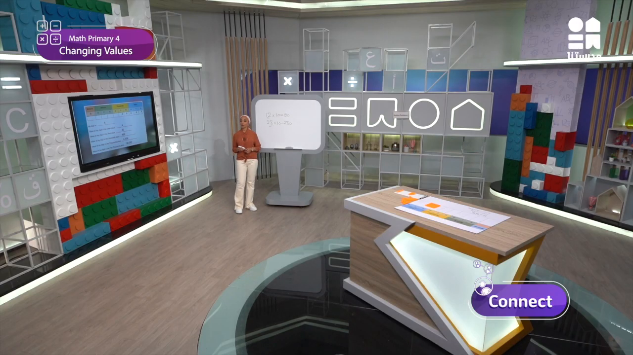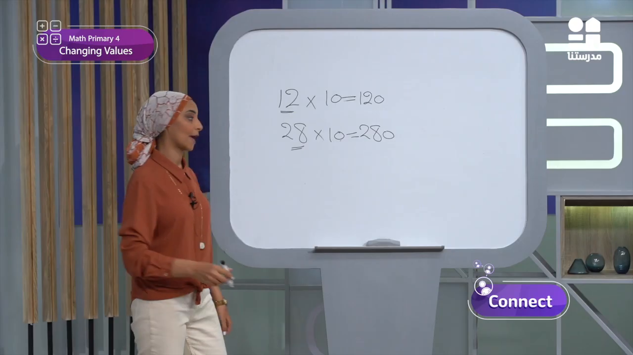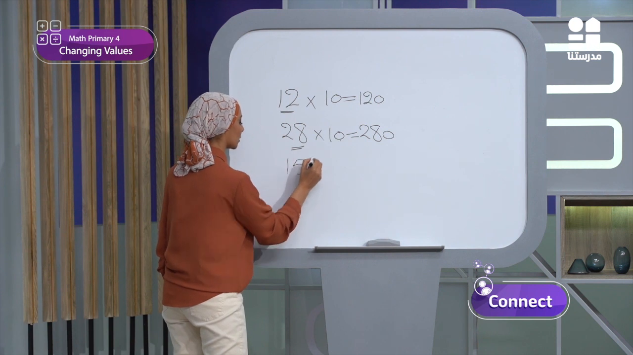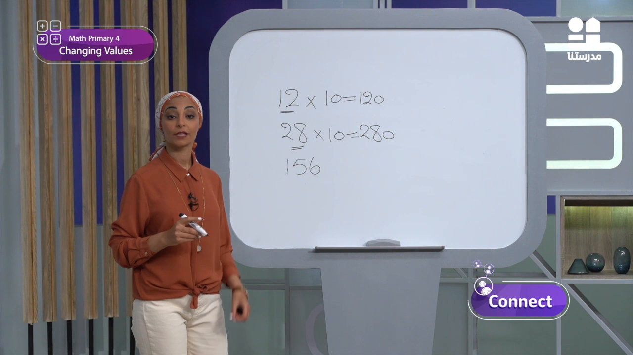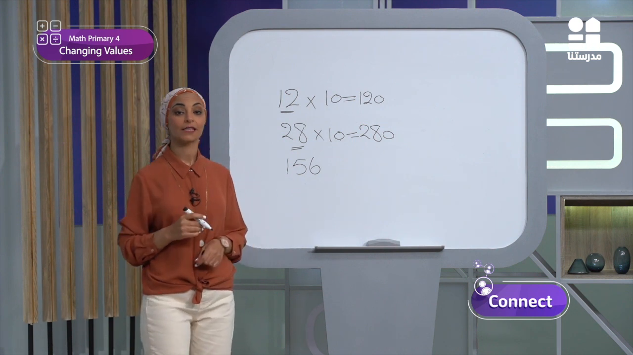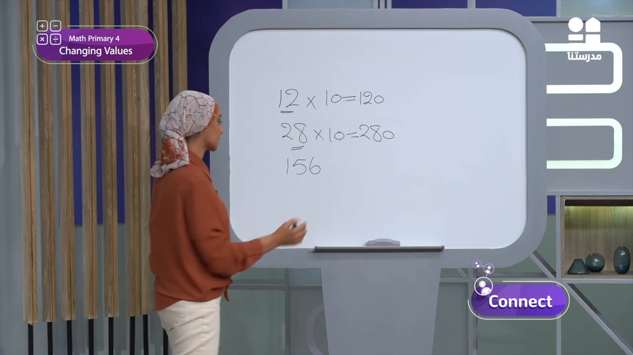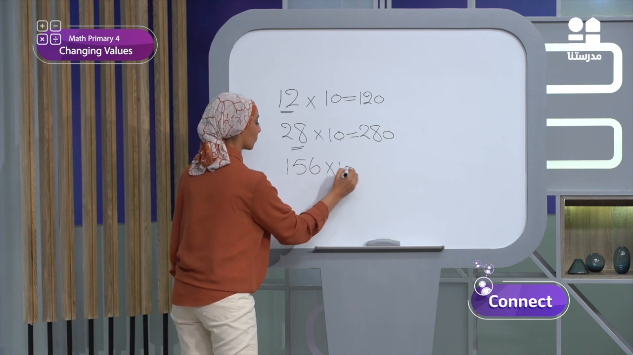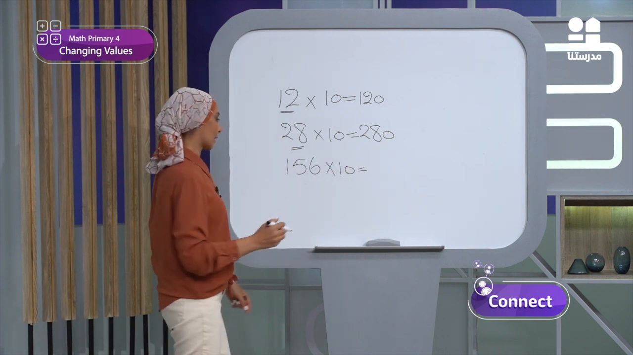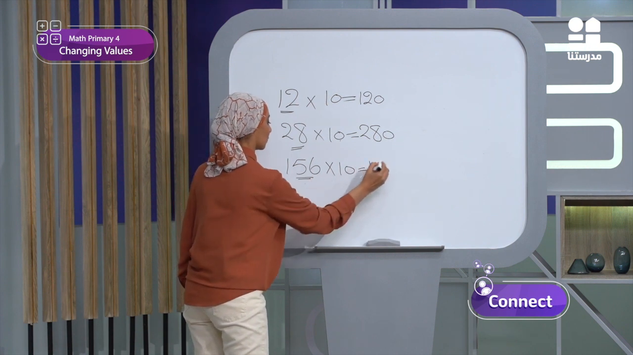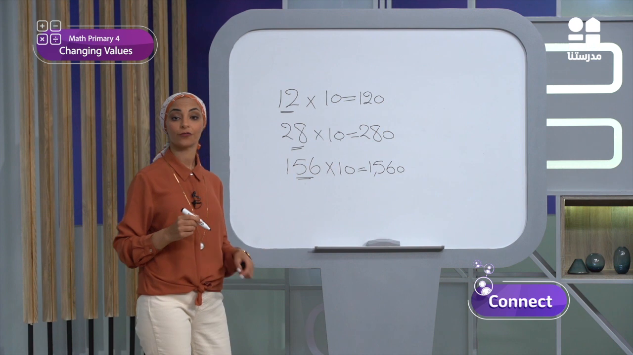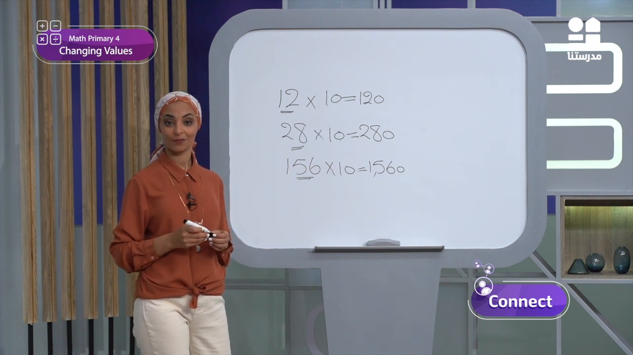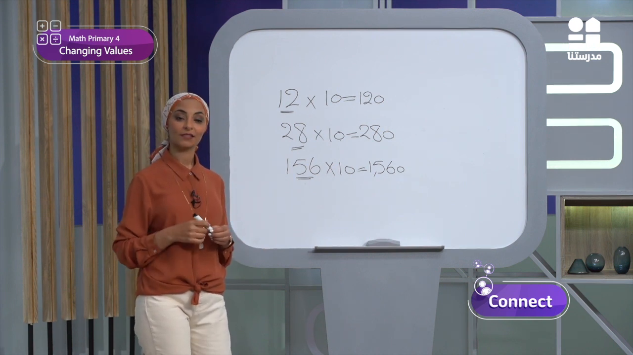Again, if the number of ants in 1 ant hill is 156 ants, let's write it. 156 ants in 1 ant hill. So the total number of ants in 10 ant hills is what? Yes, I will multiply this number by 10 to give me, yes, 156 as it is, and add 0 to be 1560. Okay, let's practice more.